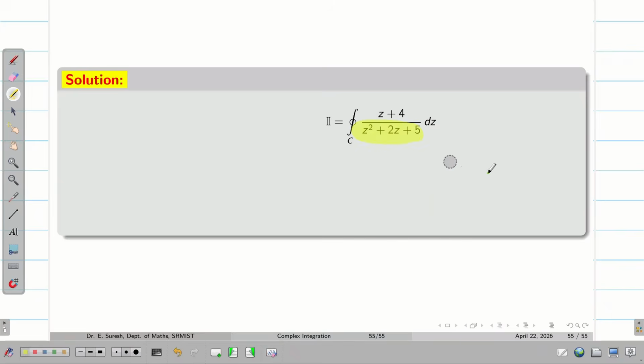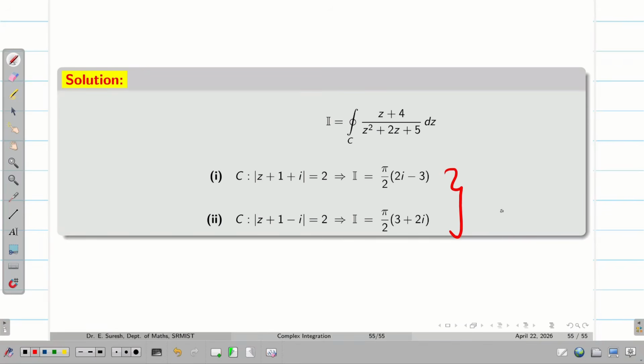In this session, we took a different problem. My singular points are complex as well as the region is a little different. Hope you understand, students.